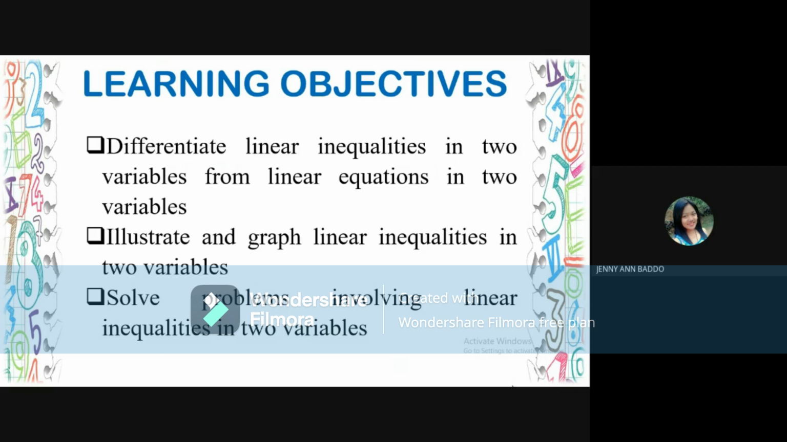So at the end of the lesson, you are expected to differentiate linear inequalities in two variables from linear equations in two variables, illustrate and graph linear inequalities in two variables, and solve problems involving linear inequalities in two variables.